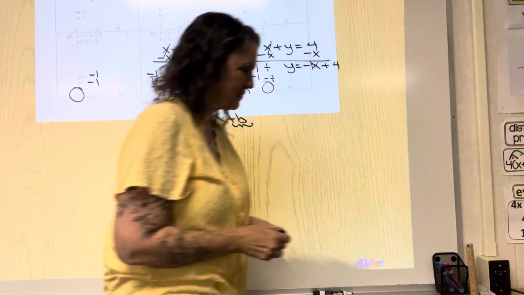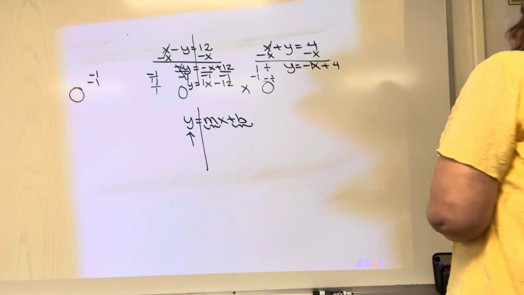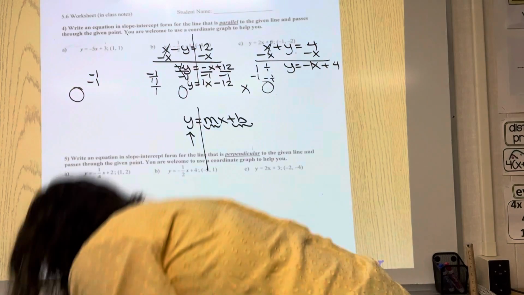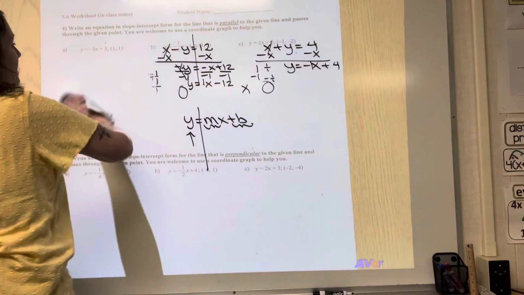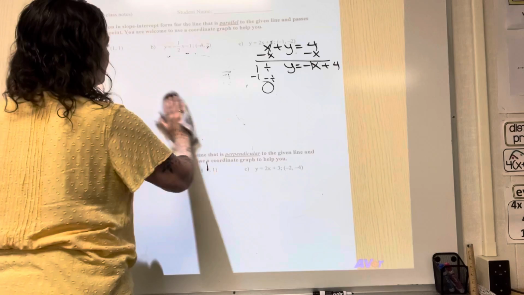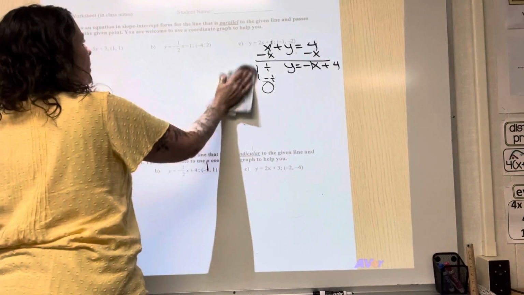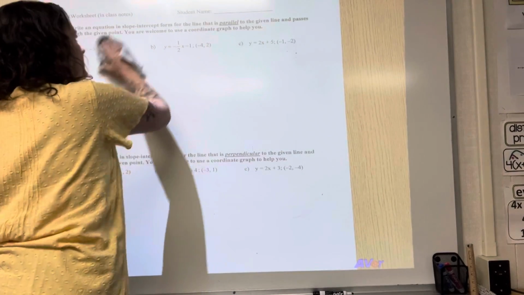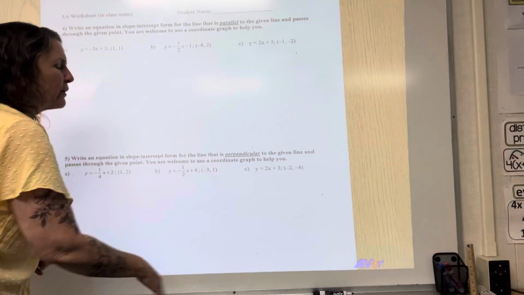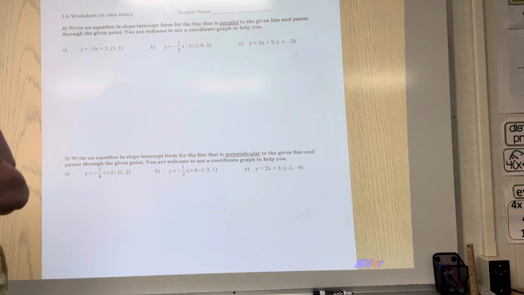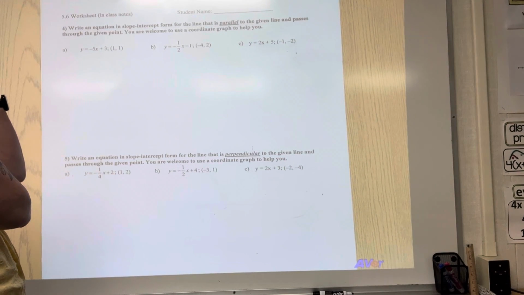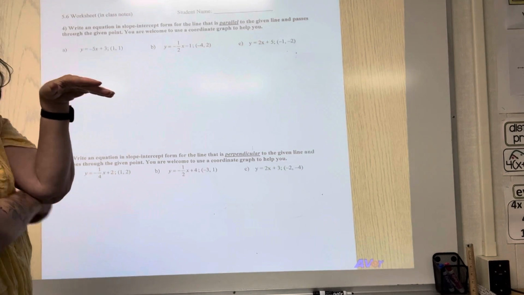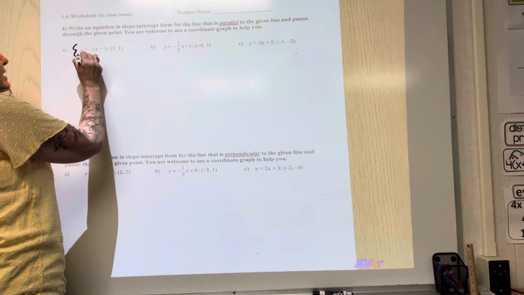Let's flip this worksheet over. So if we look at the top, it says, write an equation in slope-intercept form that is parallel to the given line and passes through the given point. You're welcome to use a coordinate graph to help you. Let's see. I'm going to read that one more time for clarity. Write an equation in slope-intercept form for the line that is parallel to the line. Oh, okay, so here's the line that they gave me.